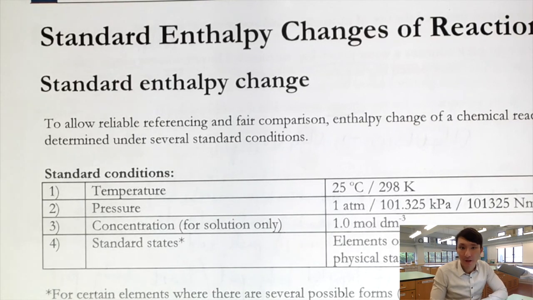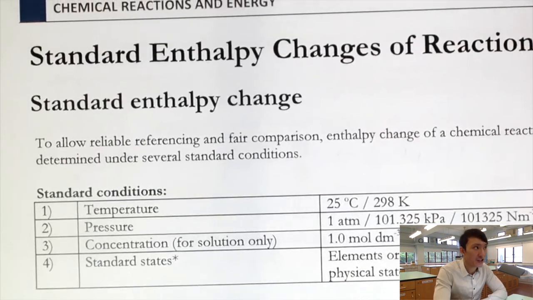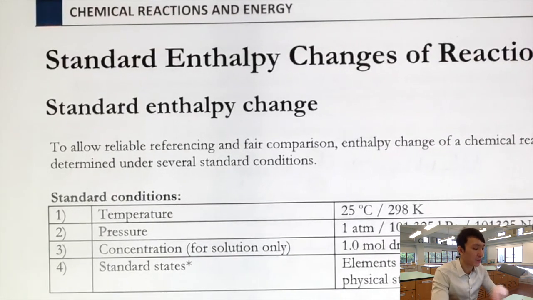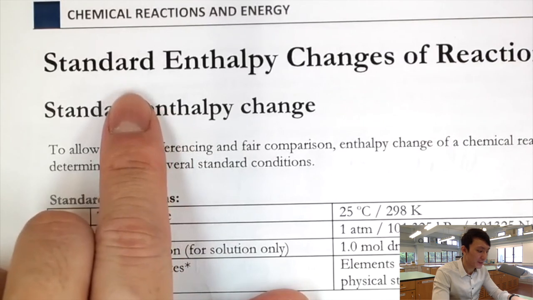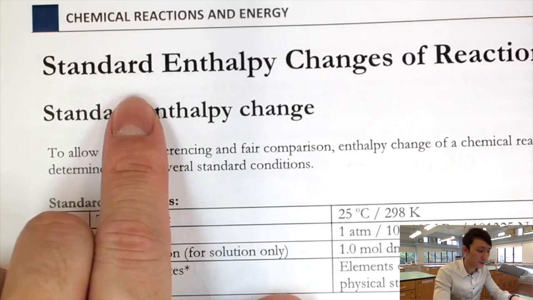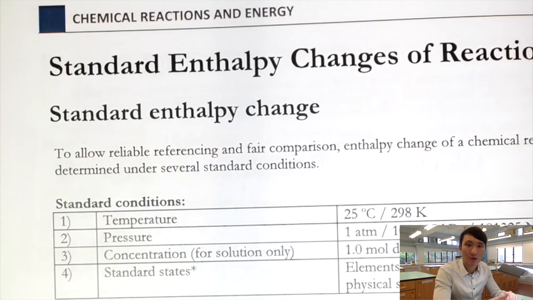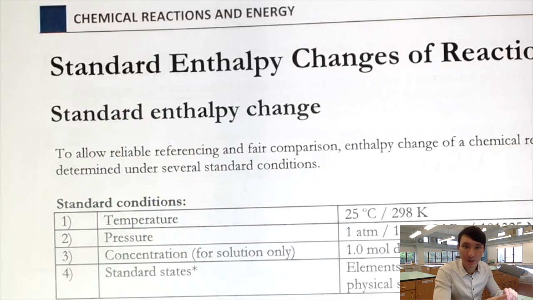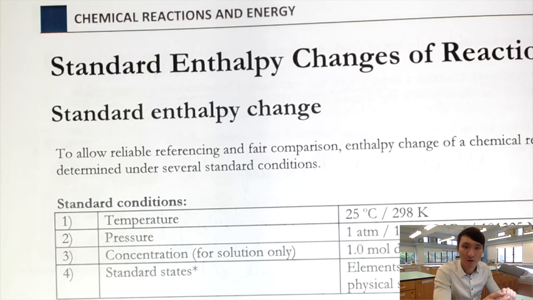Hi, in this video we are going to continue on the topic chemical reactions and energy. And now we are going to talk about standard enthalpy change of reactions. Before we talk about it, when we introduce this topic, we say that we are interested in finding the energy change of a reaction. So if the reaction releases heat, we want to know how much heat it can release.